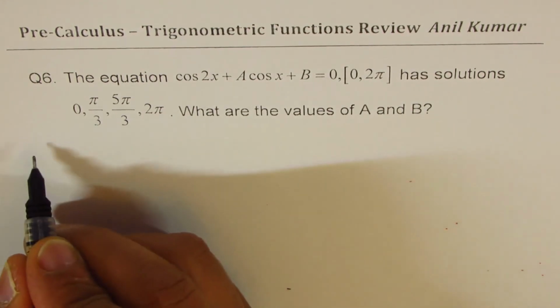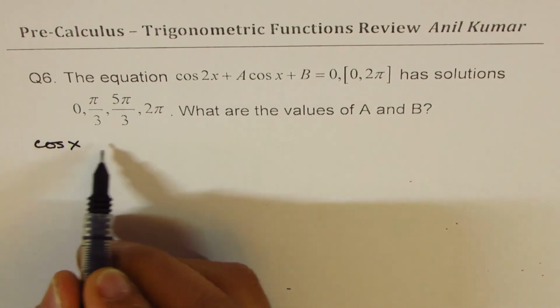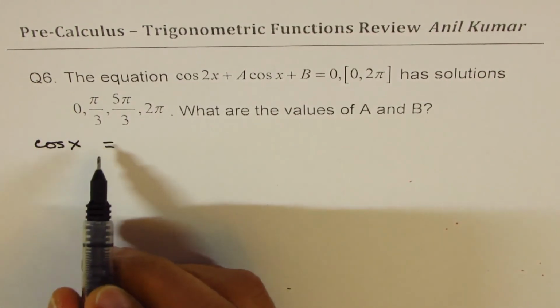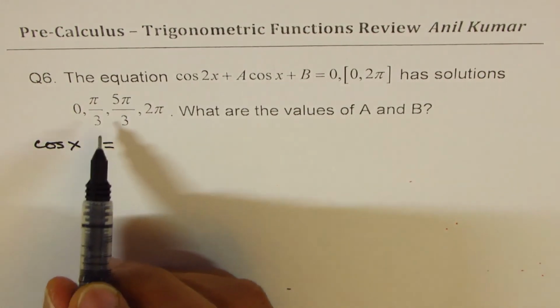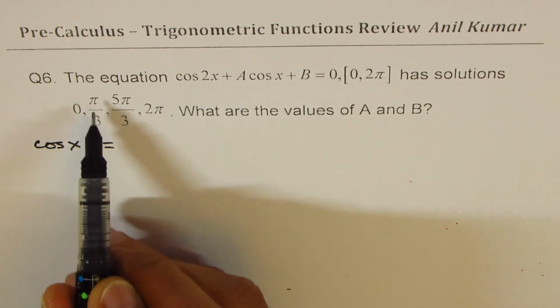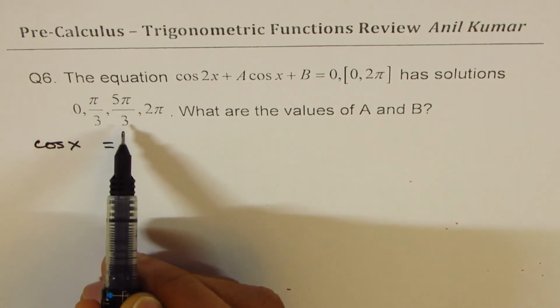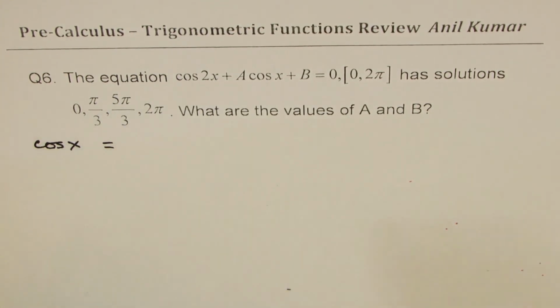So it means that cos x is, it means that x is 0, x is pi by 3, x is 5 pi by 3 and x is 2 pi. That's what it means, right? So for what value of cos x, what are those values? This is what we're trying to figure out, right?